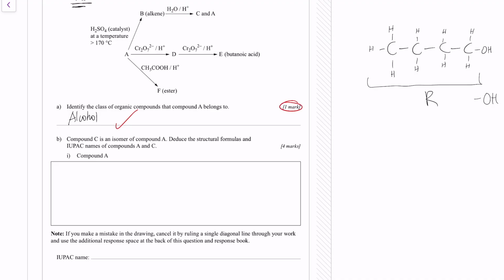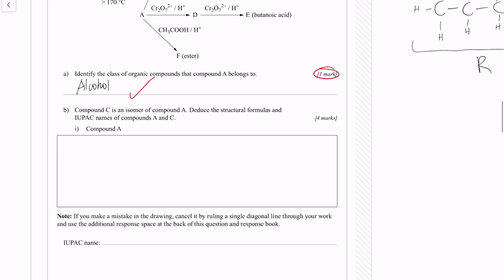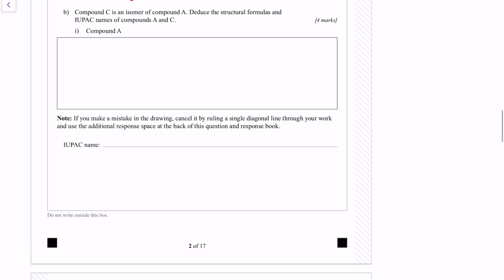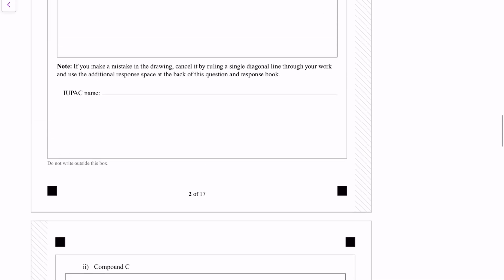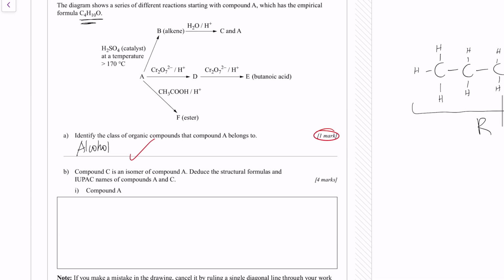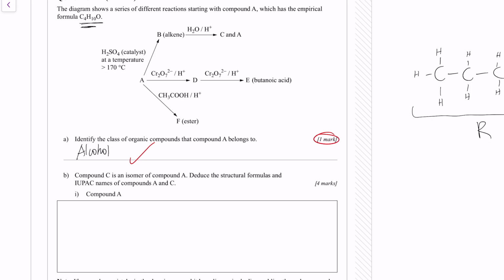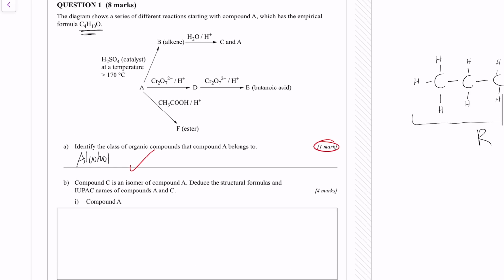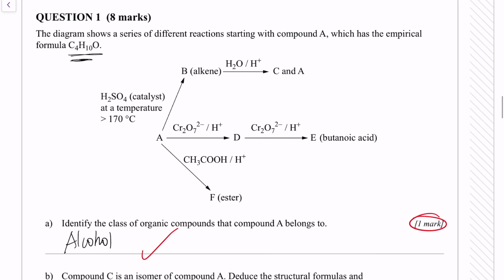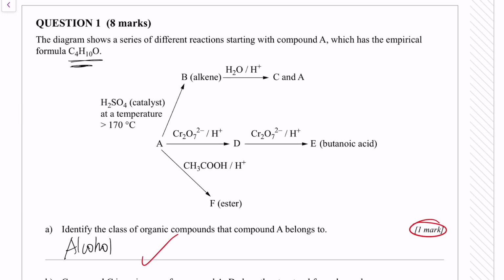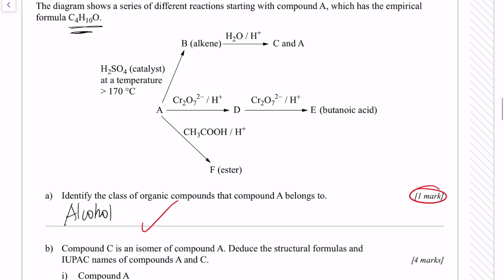Now for 4 marks, so this is quite a high yield one. We have part B, but it's split into part I and part II. So compound C is an isomer of compound A. Oh, and sorry, I might talk about another way you can solve this part A question, using pathways. So if we have butanoic acid, which we know is a carboxylic acid, because of the nomenclature or naming system of that.